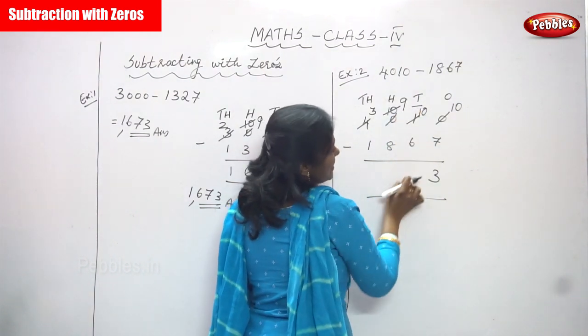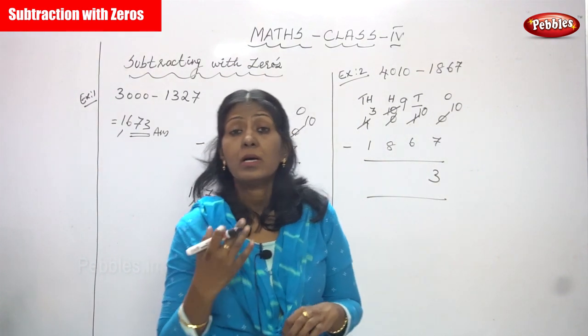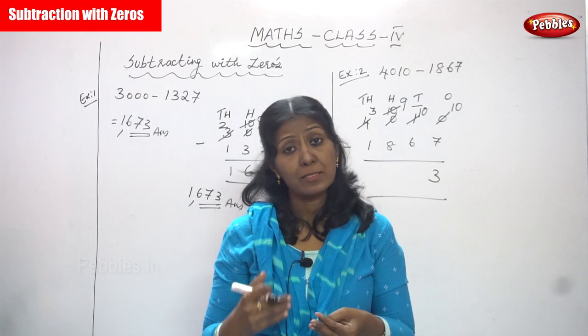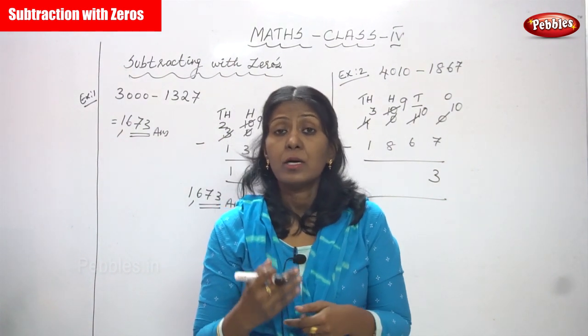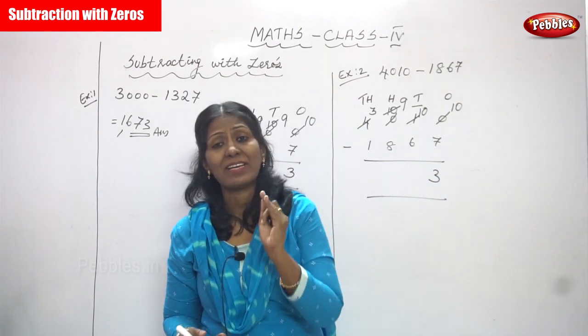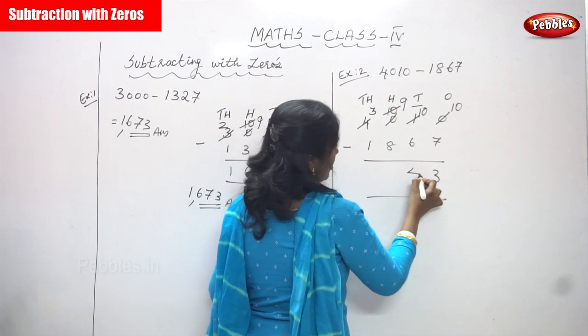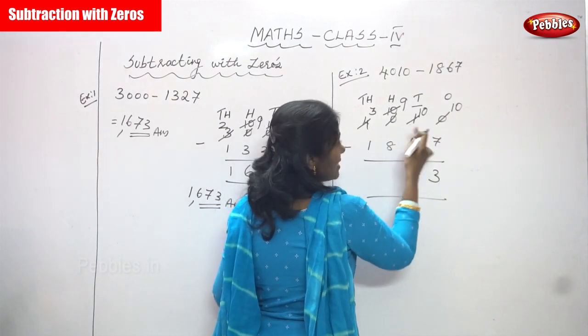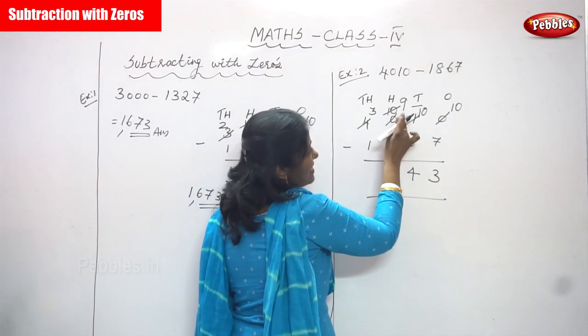Okay, so 10 minus 6. 10 is a greater number, 6 is a lower number, so you count backward. After 6 you count 7, 8, 9, 10. So you write 4 here. After 6 up to 10 you count 4. And here the number is 9.